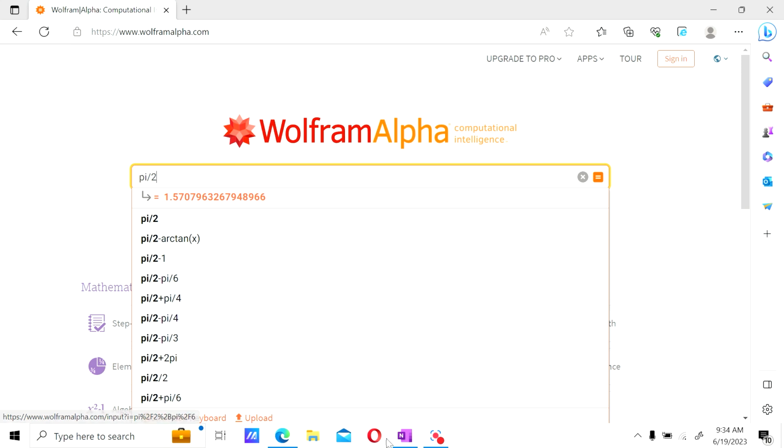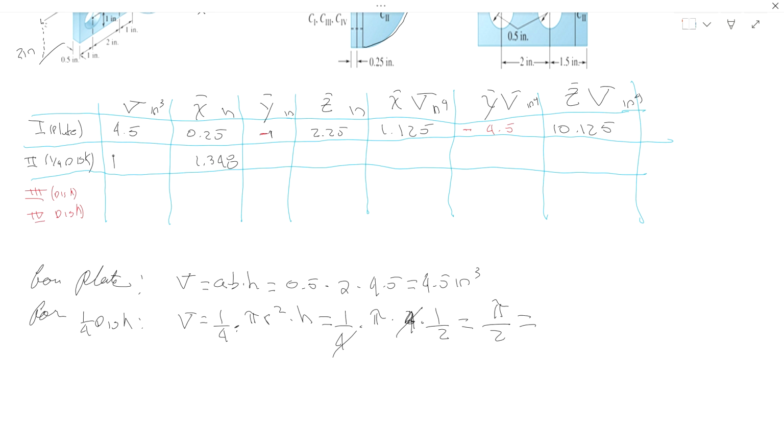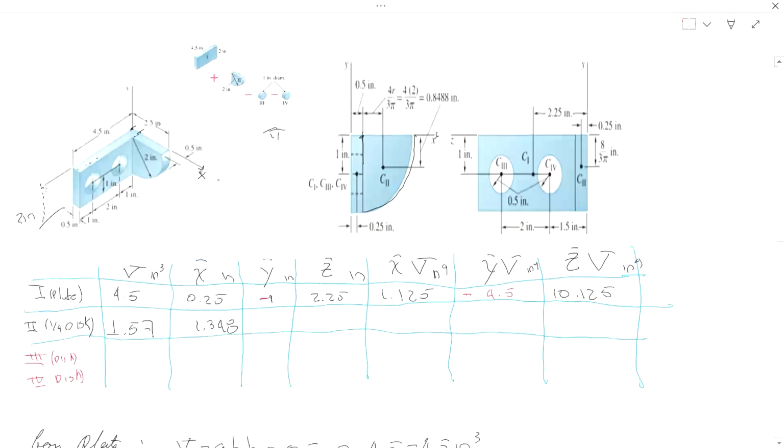So let's go back to our table. This is 1.57. All right, we have x and y. We have the centroid in y is 4 divided by 3 times r divided by pi, which is 0.8488. So this is always the centroid of a quarter disk, or in this case, since it's 2-dimensional, a quarter circle. This is always the centroid. And we're adding, so we have 0.8488.